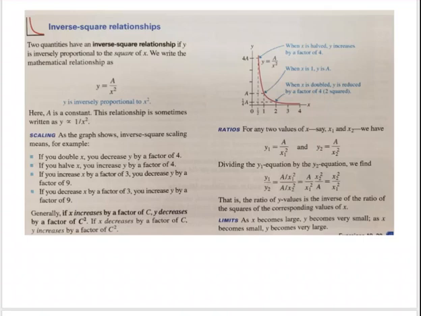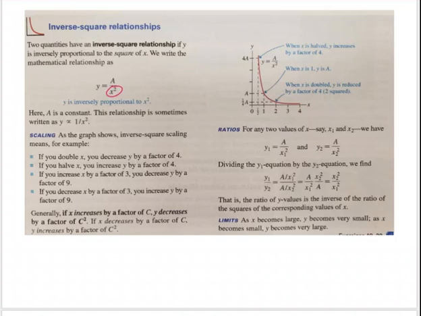Okay, so a little review of inverse square relationships. So two quantities have an inverse square relationship if y is inversely proportional to the square of x. So we have y on the left side, and we have x squared on the bottom on the right side. So what does this look like if we have a graph? So here, a is just a constant, so that will be like your capital G, the gravitational constant on top.